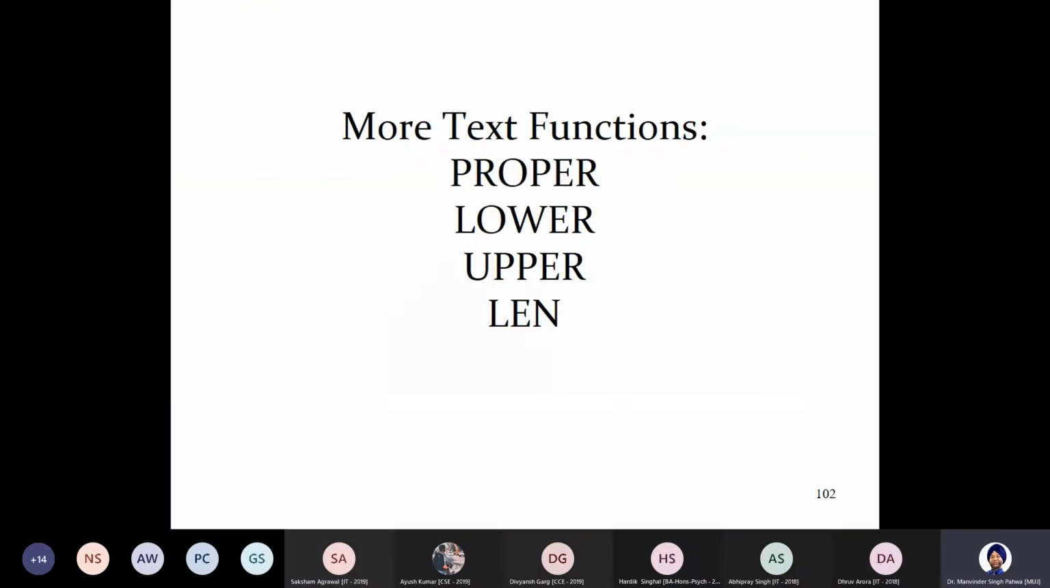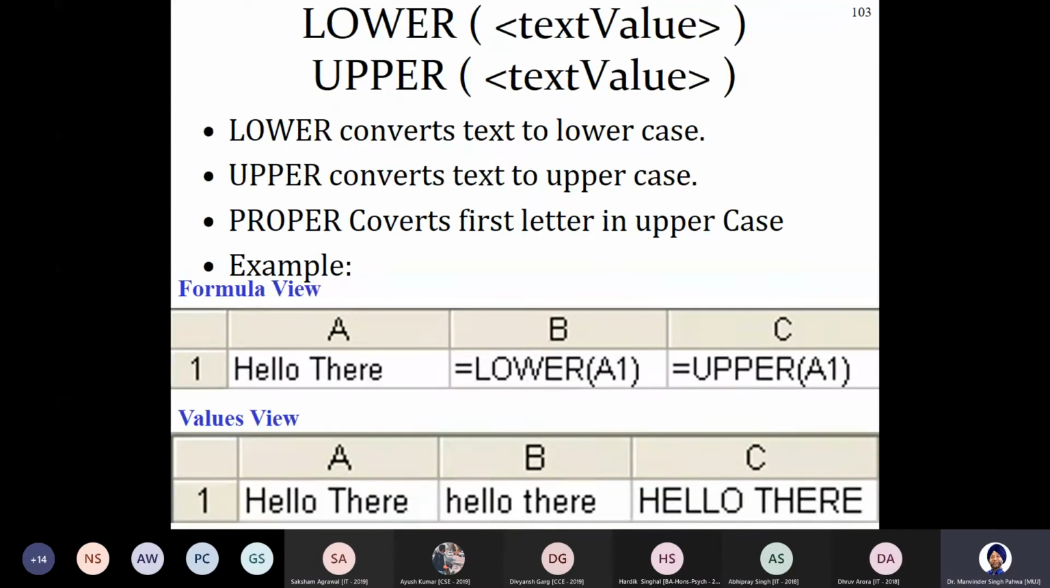Okay, there are some more functions which are proper, lower, upper, len. Lower in the text value actually converts the text into lowercase, and upper converts the text into uppercase, right? Proper converts the first letter into uppercase and the rest into lowercase, you can say. So the formula is just given over here.